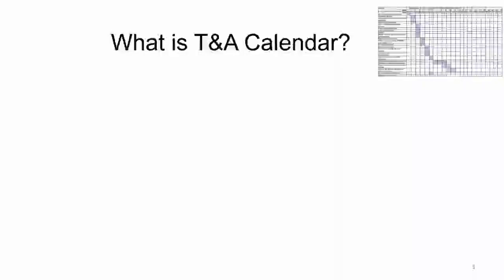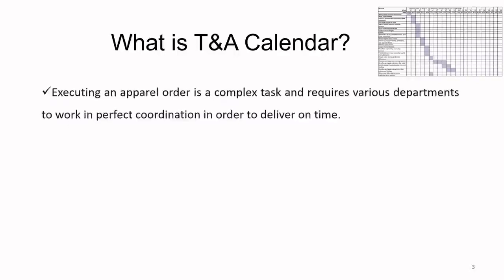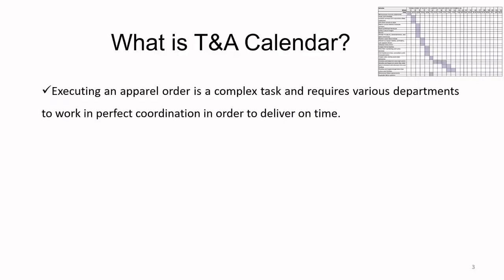So what is our time and action calendar? Now we can see in this visual that it looks like an Excel sheet with a vertical list of activities to be undertaken to execute an order. And on the horizontal axis at the top, we have the dates. So time and action calendar is the illustration showing the starting and ending dates of each of the activities that have to be undertaken to execute an order.